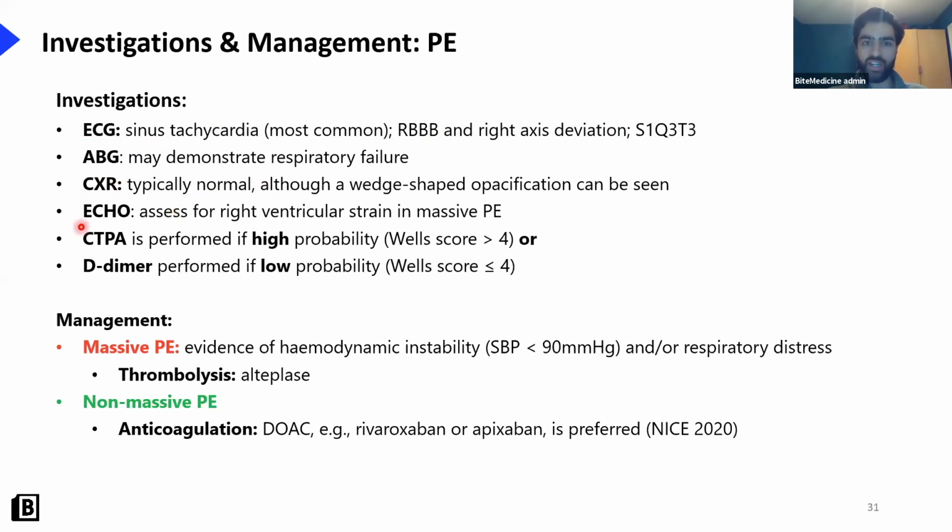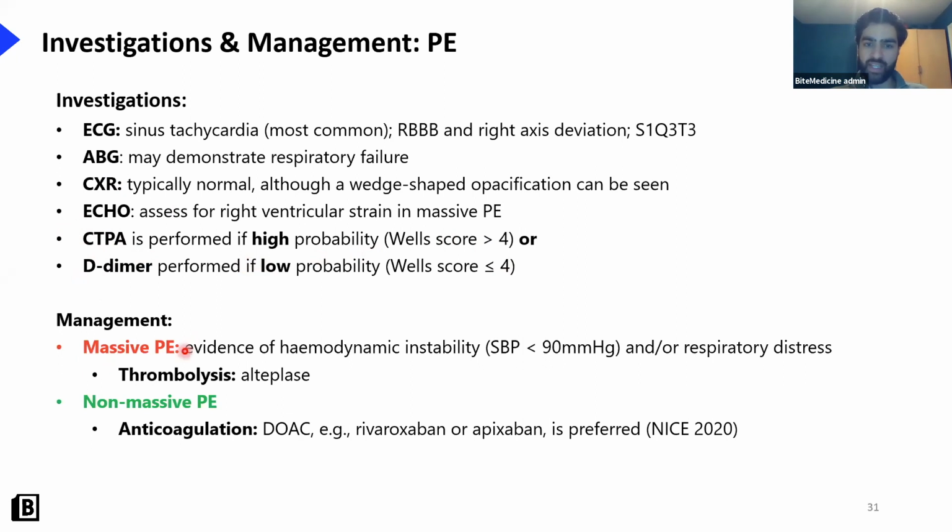Echocardiogram to look for right ventricular strain. So imagine if your right ventricle is pushing against a massive embolus in your pulmonary trunk. That's going to be really tough work for the right ventricle to contract. And that's going to lead to what's known as right ventricular strain and right ventricular failure. And you can see that on echocardiogram. You either do a CTPA or a D-dimer depending on the Wells score. So if the patient's high risk, i.e. high Wells score, do a CTPA. If they're low risk, do a D-dimer.